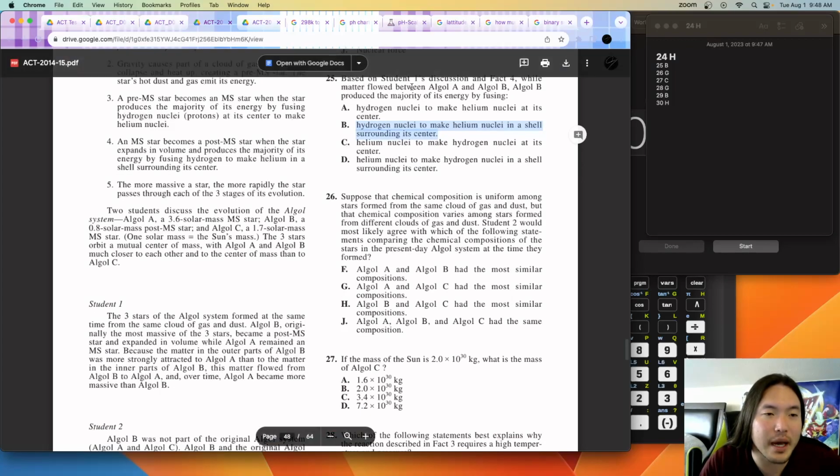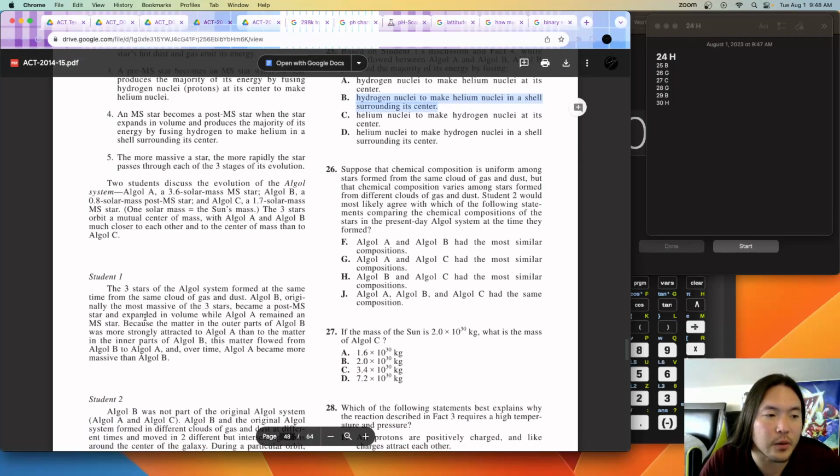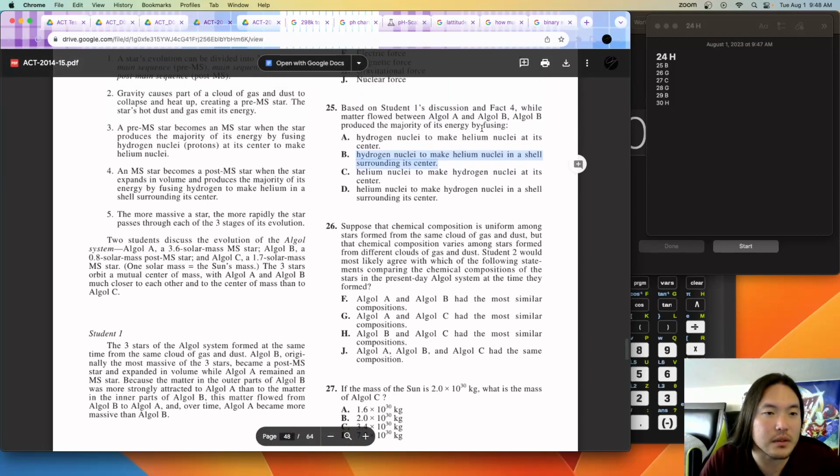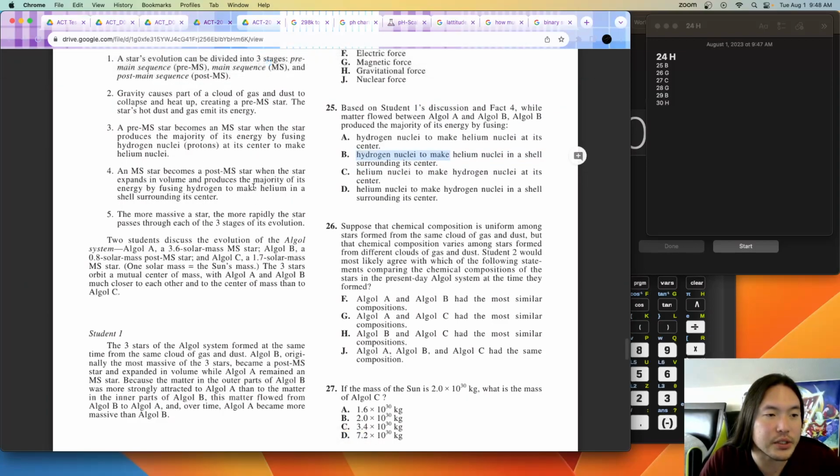So it's while the matter flowed. Well, the matter flowed according to student 1 while B was post-MS. So angle B was doing this. B, that's the description that they have, right? Post-MS fuses hydrogen in this shell.